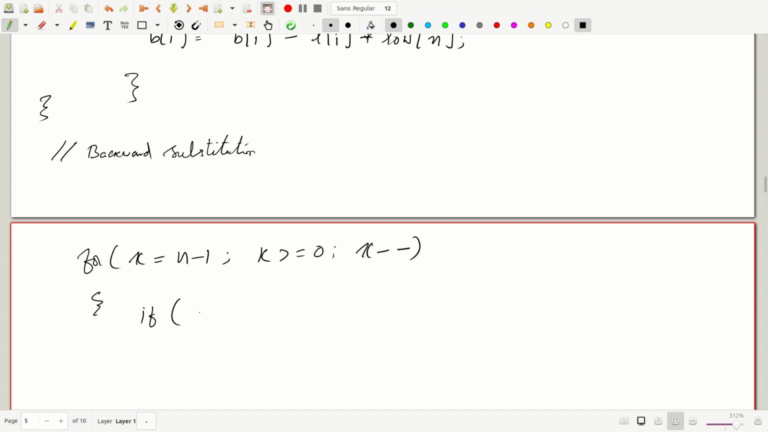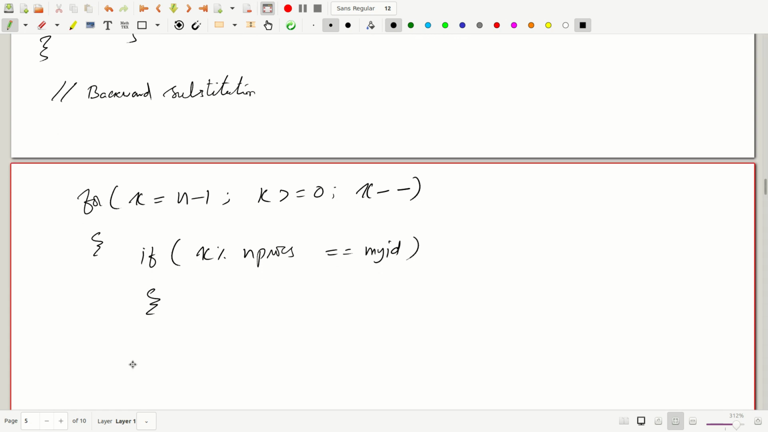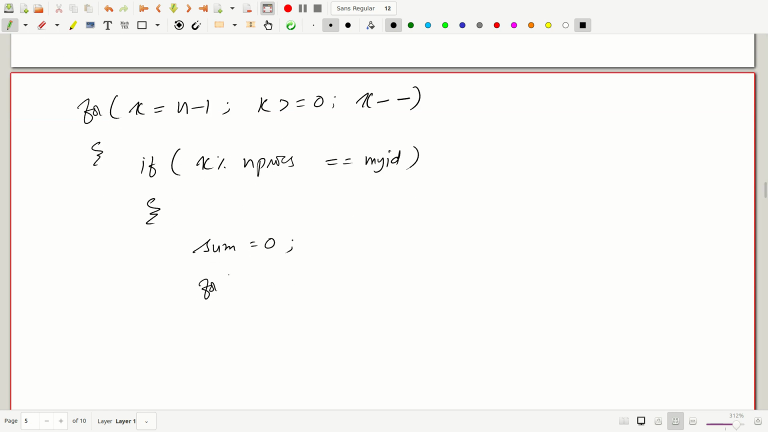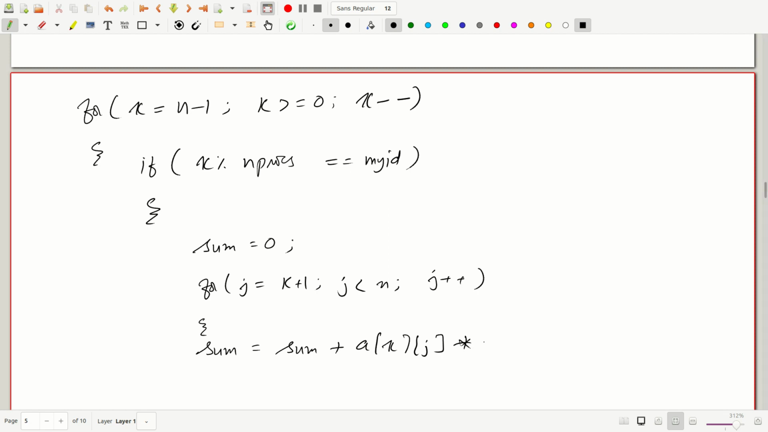Then again, if k divided by nprox happens to be your processor ID, what you need to do is first initialize sum equal to 0. Essentially we have to do the backward substitution, which can be done using a summation. So we have another for loop for all the columns, j equals k plus 1, j less than n, j plus plus. Then we have sum equals sum plus A of kj times x of j. This is the unknown we have to calculate.